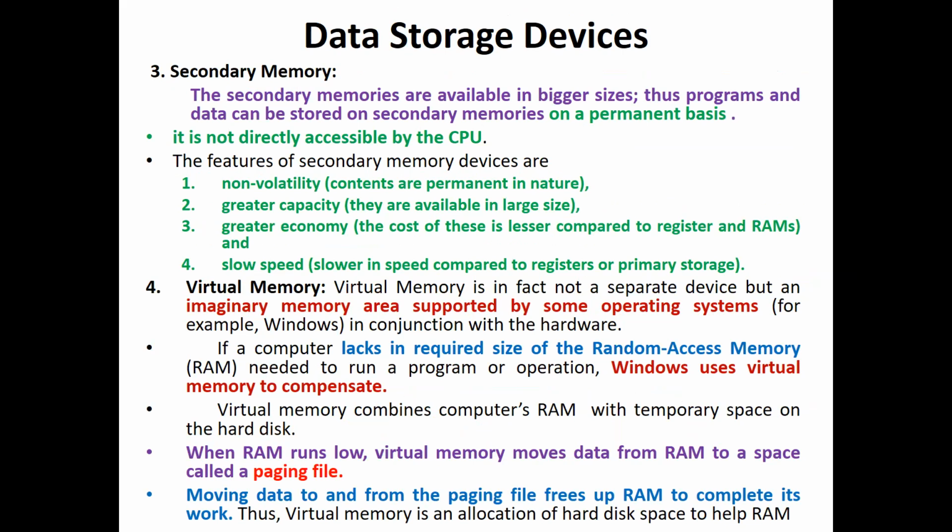The third thing is virtual memory. This is also a possible question, so let me spend a few minutes on it because it is coming in our chapter number 4 also. What is virtual memory? It is imaginary memory supported by the operating system. For example, if a computer lacks the required space in the random access memory, Windows uses virtual memory to compensate. When RAM runs low, virtual memory moves the data from RAM to a space called the paging file. You have to remember this word, paging file; if a technical person asks a question, this is very important. Moving data to the paging file frees up the RAM to complete its work.